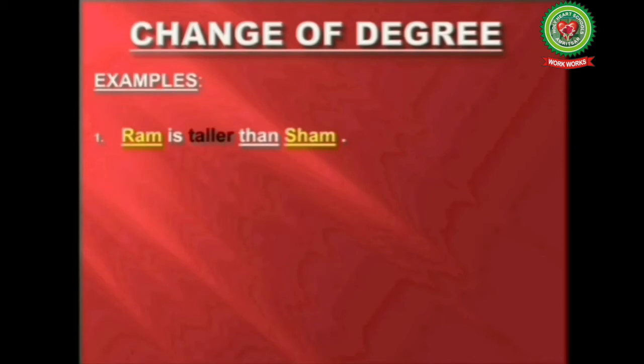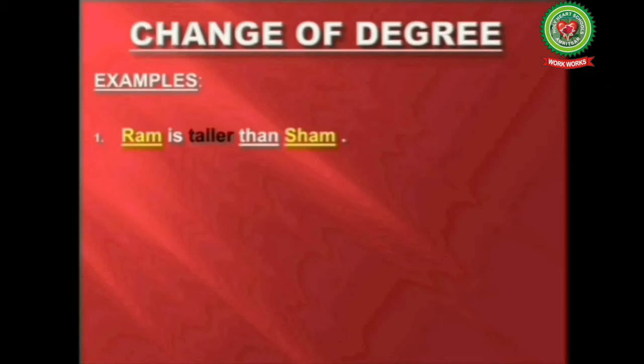Let's proceed further. The second method is change of degree. Now here students, this is one of the methods you can use to change affirmative to negative. You have already done this by learning degrees of comparison. Let us quickly revise the rules through the following examples. So here is the first example. Ram is taller than Sham.